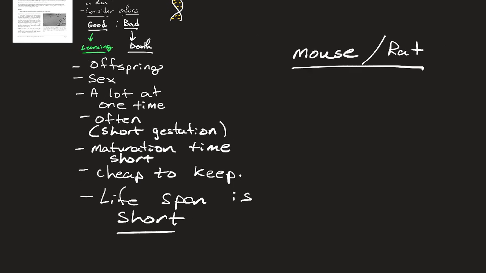Now, why would we go from fruit flies to mice? Because mice have one added benefit, that they're mammals.